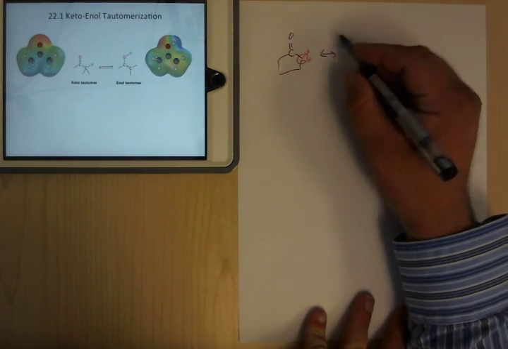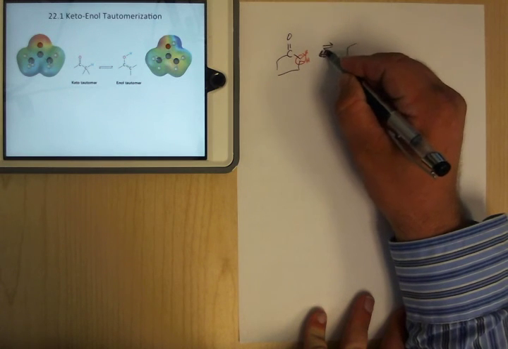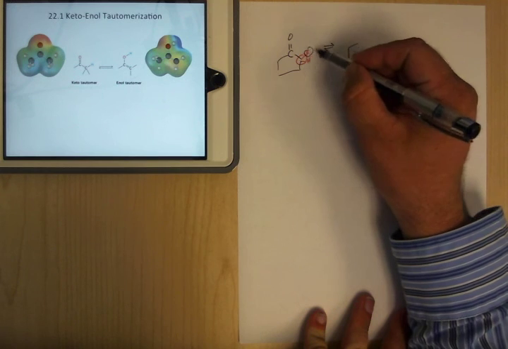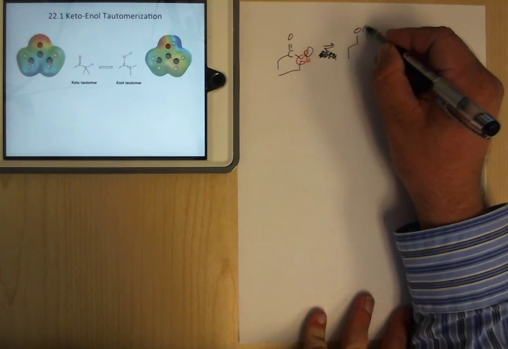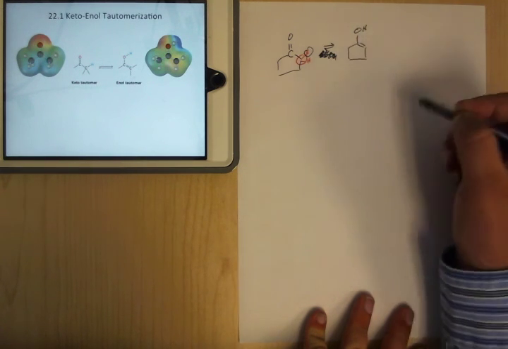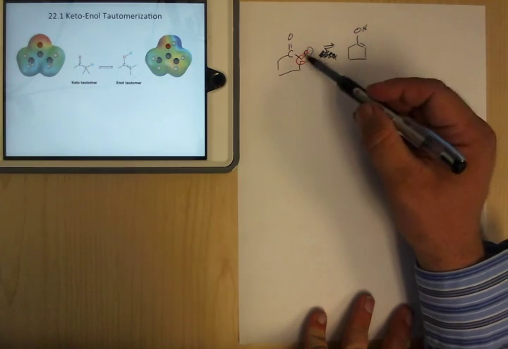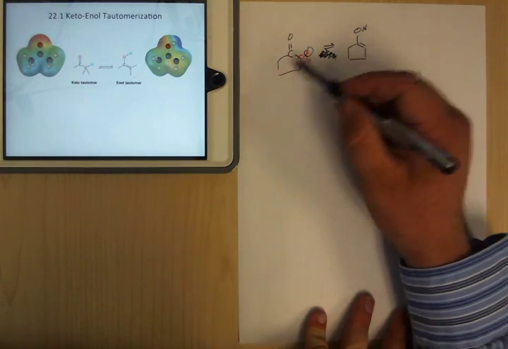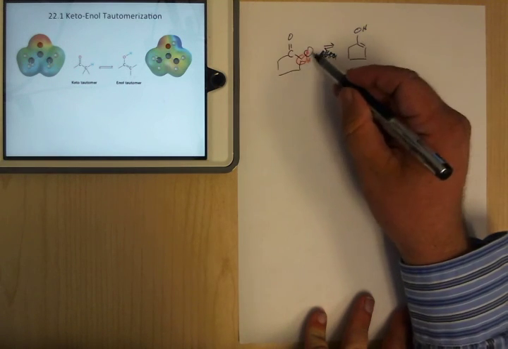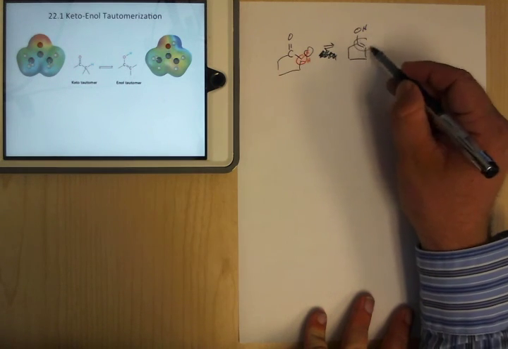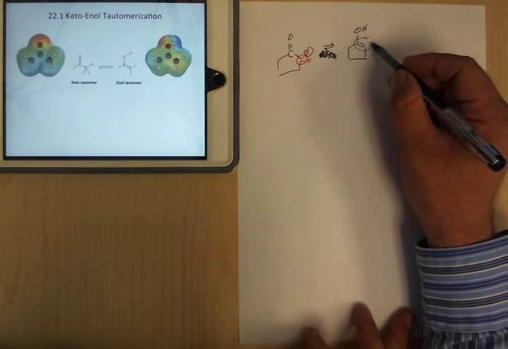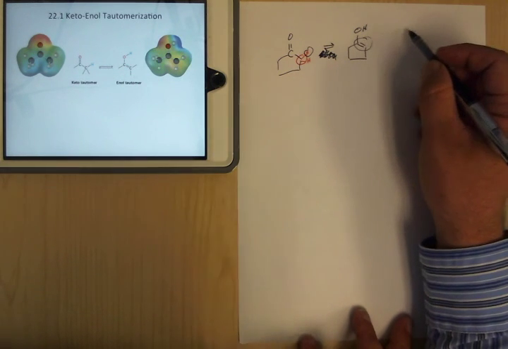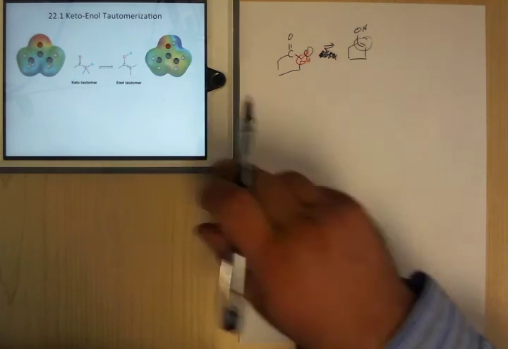Now this isn't really a true resonance structure, because one of these hydrogens is going to move. With resonance structures, the atoms can't move around, it's just the pi bonds. But here, you get an equilibrium between the two. You have this double bond here, and later it's going to be a carbanion, which will be able to do some nucleophilic attacks.